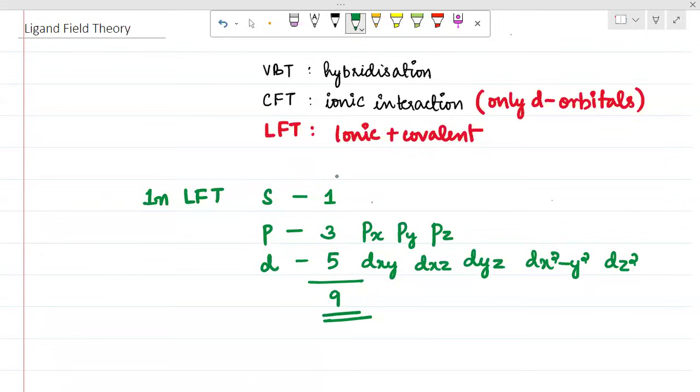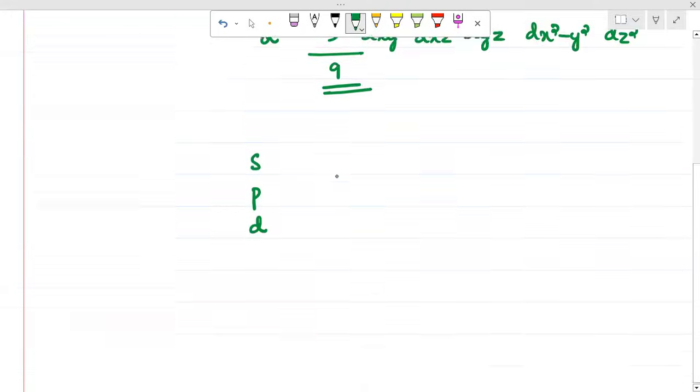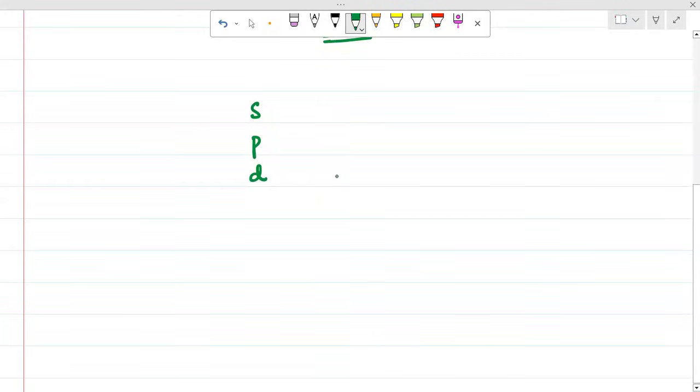And based on the symmetries, they are classified. Now, what do you mean by symmetry? Again, let me try to explain. Let's say you have S, P, and D. Already we know that in octahedral geometry, the d orbitals are represented as T2G plus EG. Am I right? T2G plus EG. So this is based on the symmetry, their degeneracy, etc.